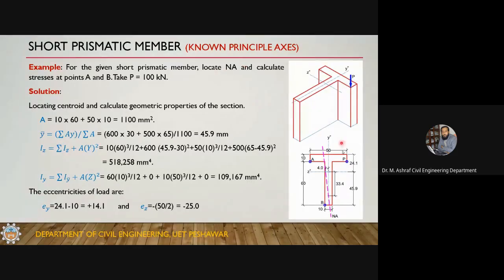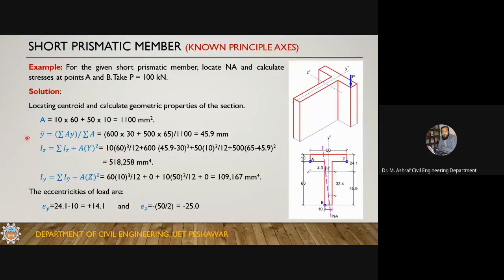Now, in this case, the load is applied here, but we don't know the eccentricity because we don't know the centroid of this cross section. So first we'll have to locate the centroid of the cross section. We know the y-centroidal axis, but we don't know the position of the z-axis. The axis of symmetry is known to us. Every axis of symmetry is a centroidal axis. In fact, it is a principal axis. A principal axis is also a centroidal axis. But you will have to locate this z-axis.